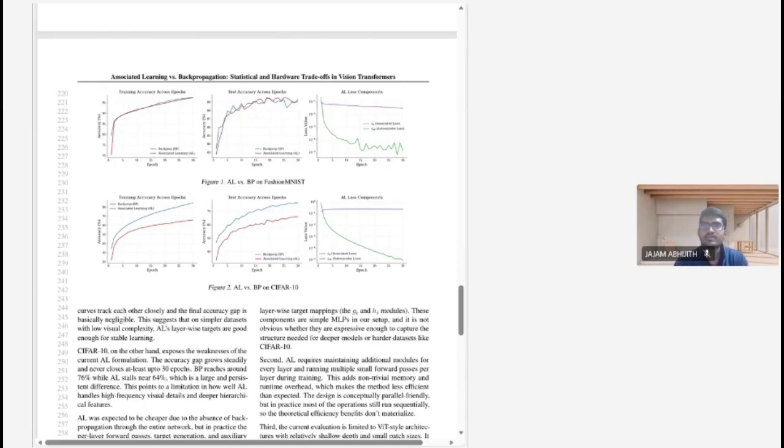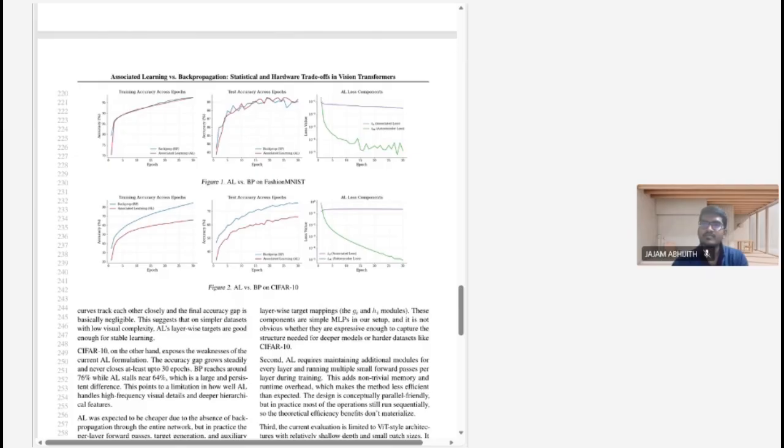And this is exactly what you'd expect because it's reconstructing progressively smaller residual errors as we go. And now here is the thing about FashionMNIST. It's a relatively simple dataset. The images are grayscale and the features are not super complex, and you don't need deep hierarchical representations to do well. So AL's layer-wise objectives are basically good enough here. And the lack of full gradient flow is not a bottleneck because the learning signals are simple and local, and learning works just fine.